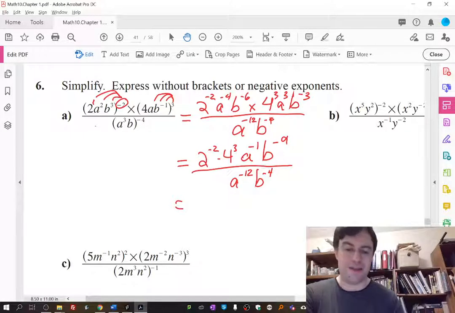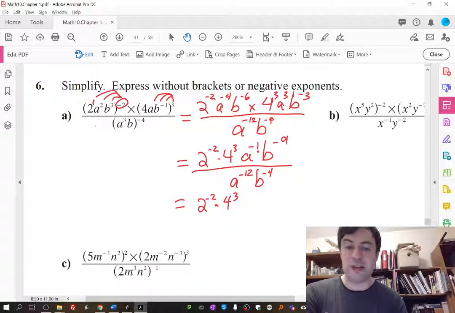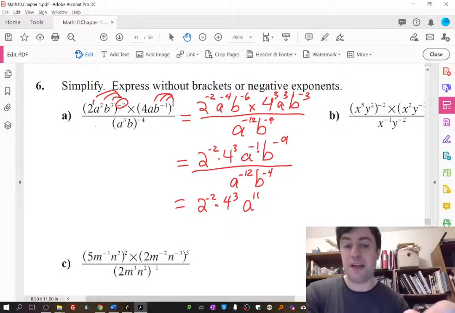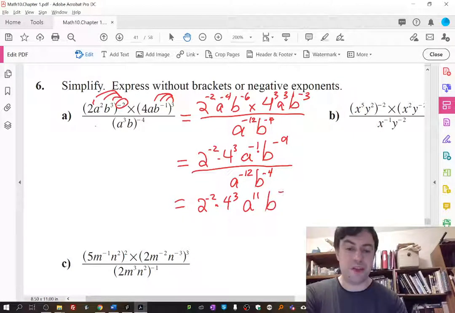So that equal sign, I cannot abide by that ugly equal sign. Let's try again. Okay, so I'm going to just leave my numbers as is for now. 2 to the negative 2 times 4 to the 3. And then a to the minus 1 divided by a to the minus 12. I'm going to subtract negative 12. So that's going to make it a to the positive 11. And then b to the 9 minus negative 4 is going to be b to the negative 5.